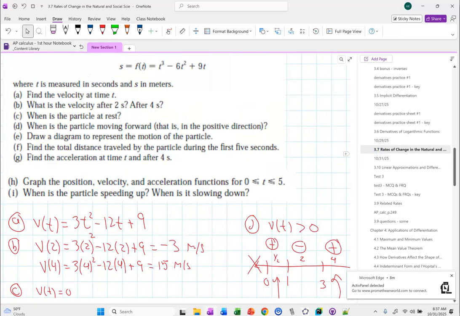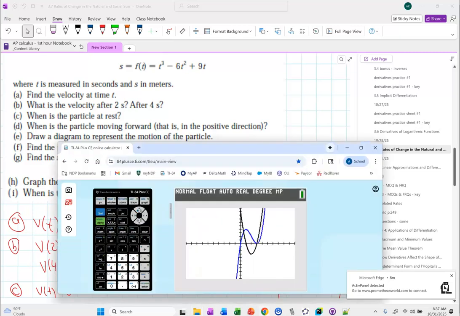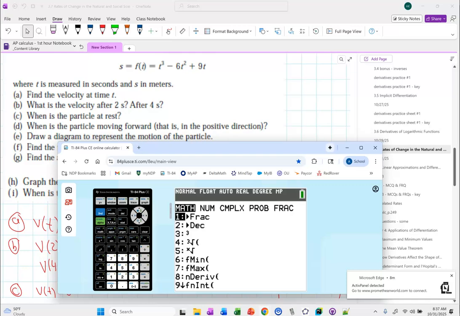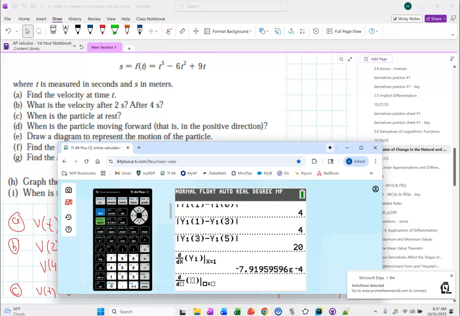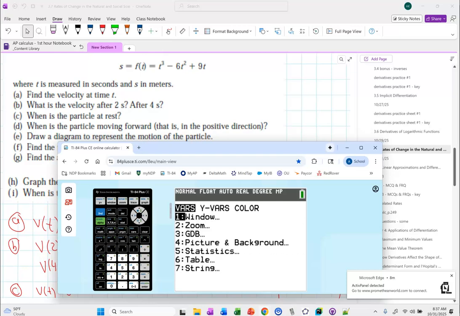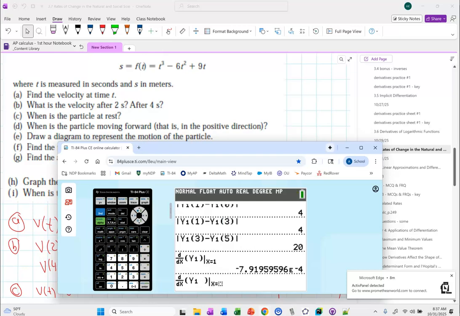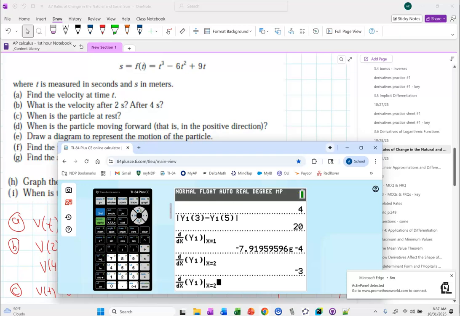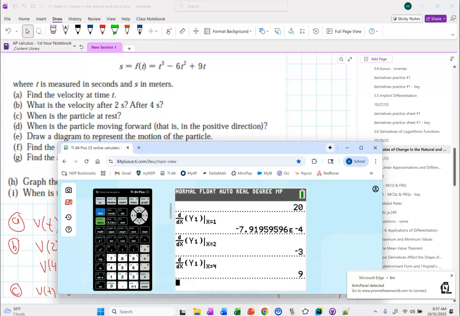That is where we're at. All right. What is the velocity at 2 or 4? Again, what I can do there is go to the main screen. I can do math and nDeriv of y1 at x equals 2. A number spits out. I can just update that to 4, and another number spits out.